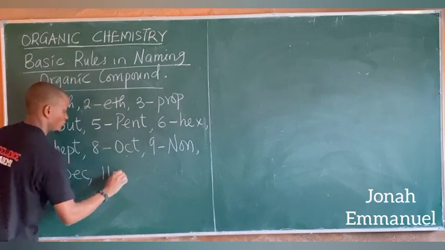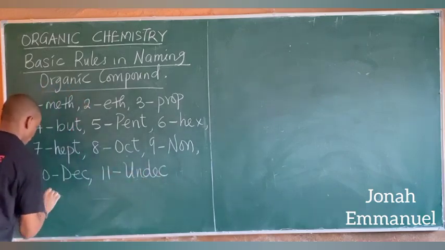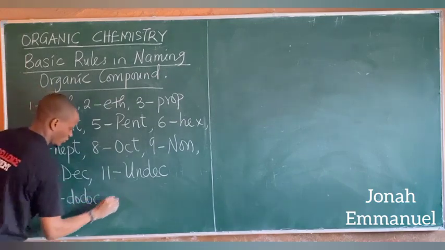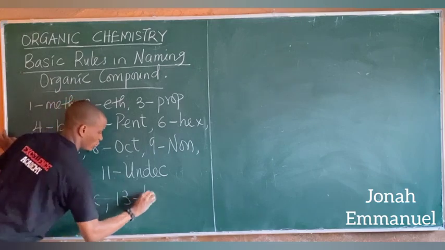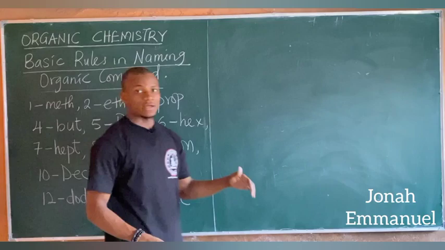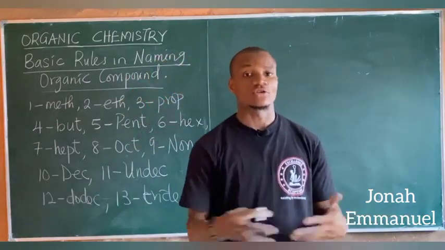If it contains 11 carbons, call it undec. If it contains 12 carbons, call it dodec. If it contains 13 carbons, call it tridec. Alright, so that's your first rule. Count your number of carbon atoms that are continuous.